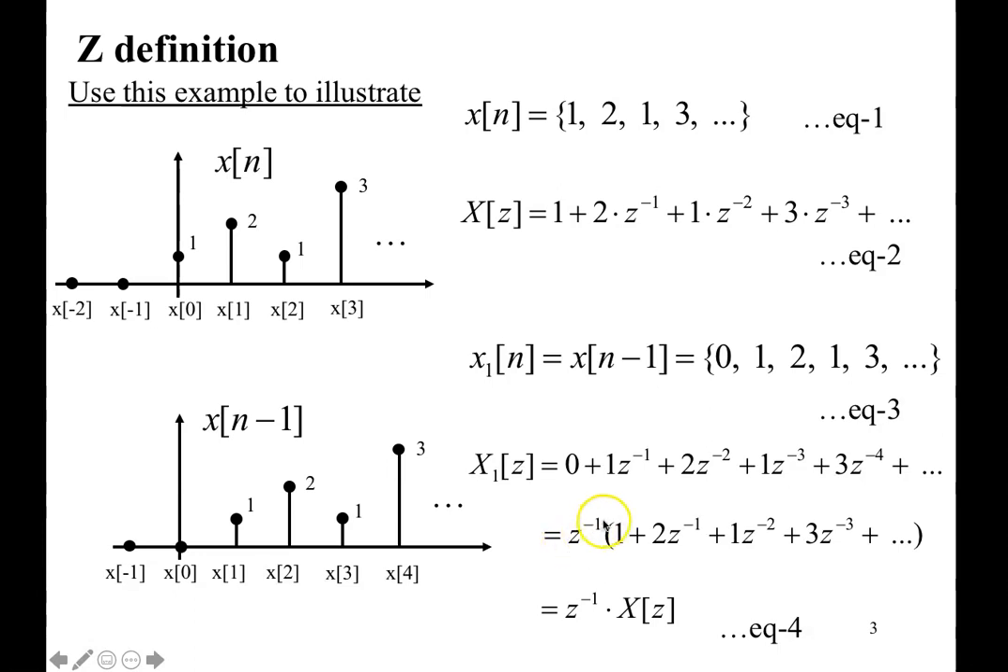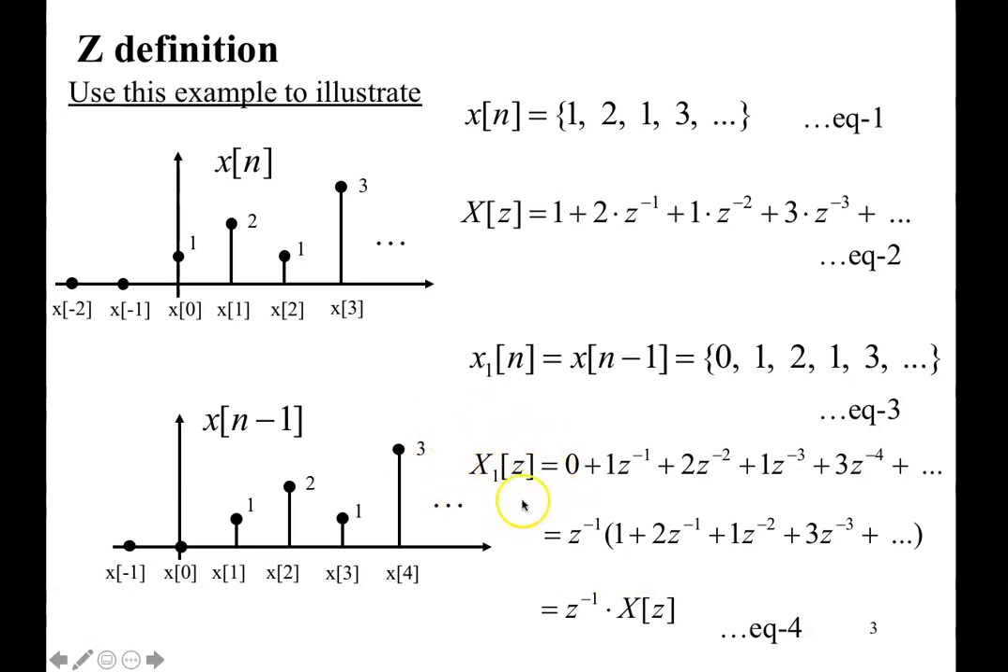So z minus 1, then bracket 1 plus 2, z minus 1, 1 times z minus 2, 3 times z minus 3, and so on. That's in the bracket. If you look at the bracket, what is in the bracket compared with the right hand side of equation 2? That is exactly the same. Okay, so from 1 to here is the same as from 1 to there. So really what's inside the bracket is my XZ. So therefore, I have this relationship in equation number 4.